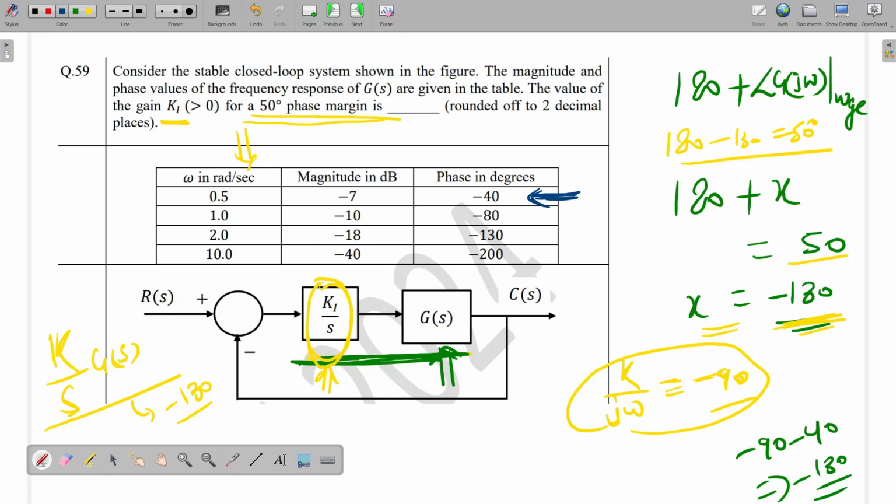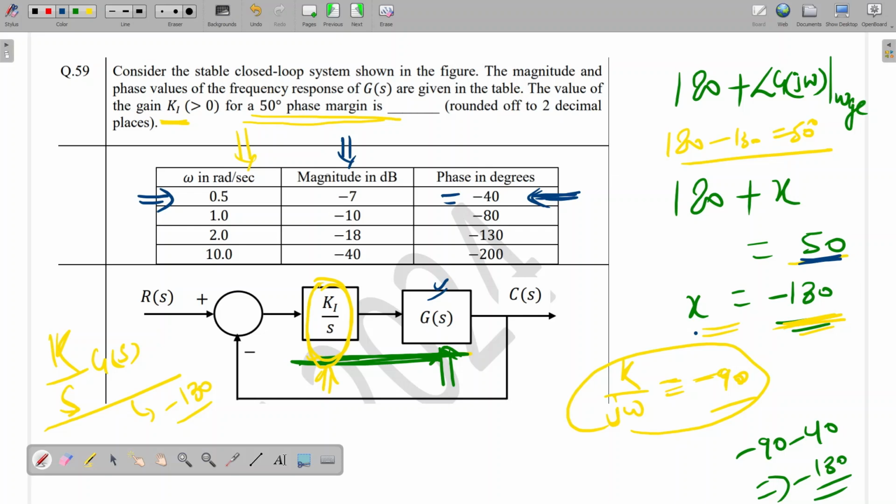Is it clear? See, at some particular value, if the angle will be minus 40 degree, only then will we get a phase margin of 50 degree. And now we have to make the value K such that the gain will cross 0 dB at this frequency. Is it clear? Should I explain again? Clear, sir. Okay, so we got the angle.